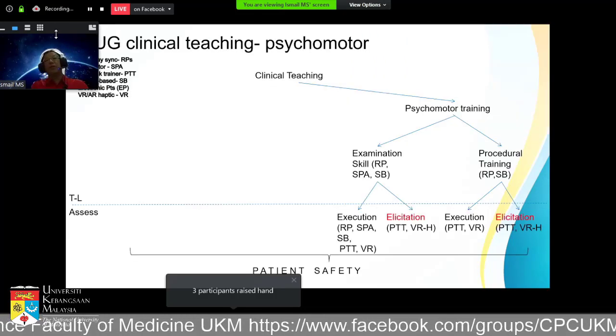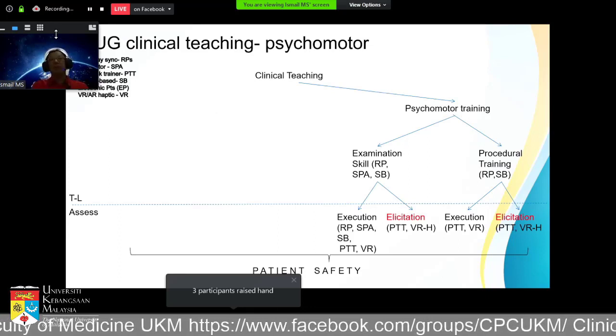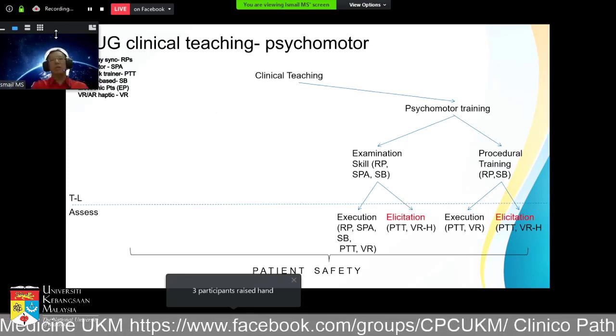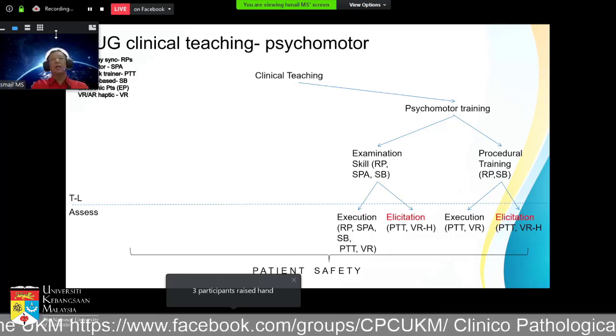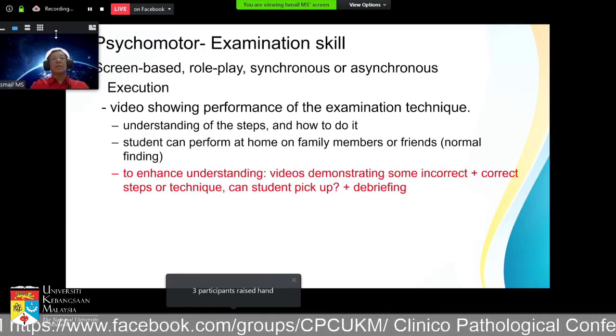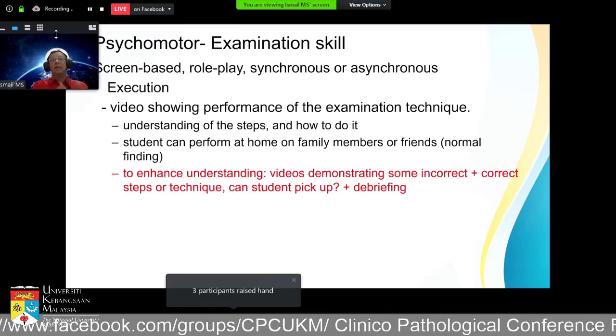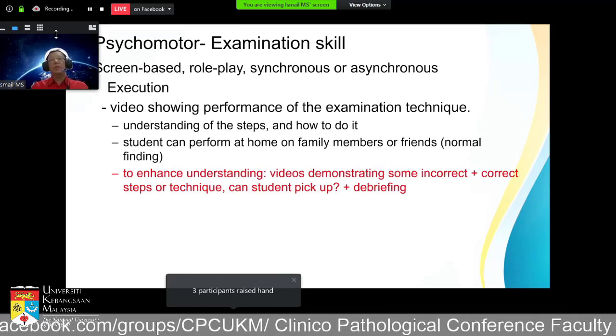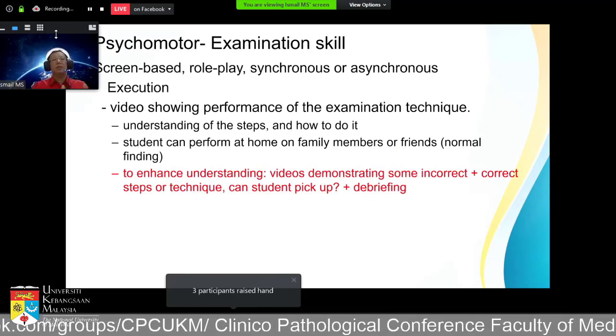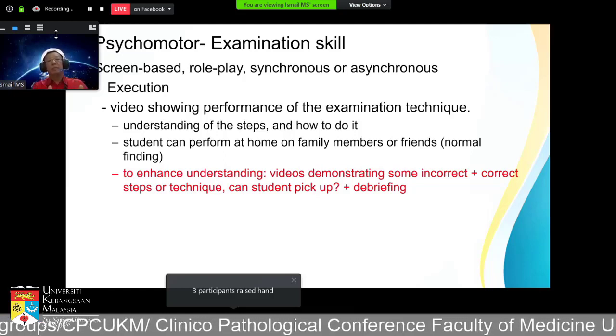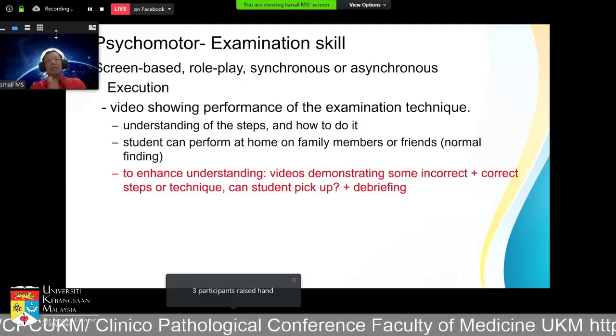Now let's look at this one. This is the challenging part. How do we teach psychomotor, and how do we assess psychomotor? In terms of psychomotor, again, I divided into two: one is examination skills, and the other one is procedural skills. In terms of examination skills, we can use a screen-based, a role play, plus either synchronous or asynchronous.